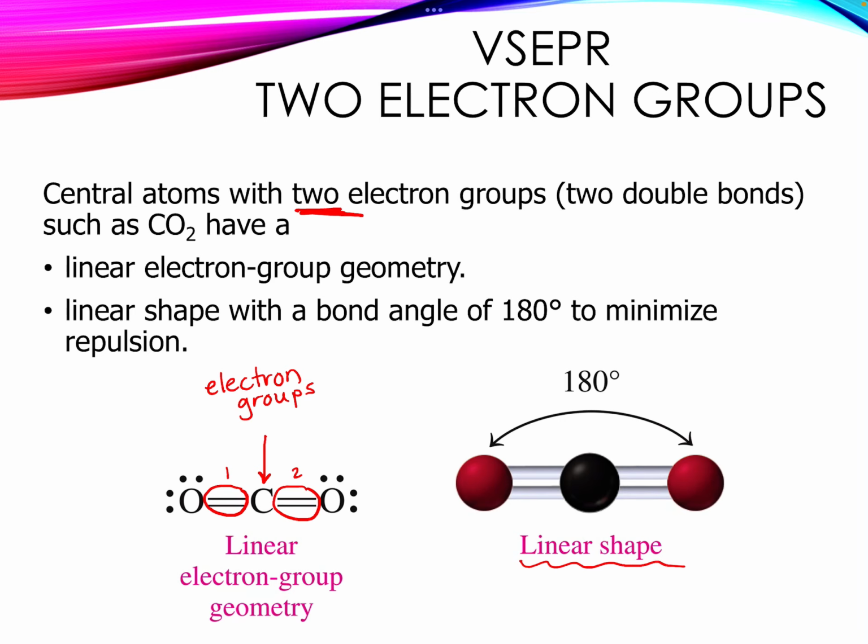The other thing I want you to know is that this has a bond angle of 180 degrees. Okay, so I want you to be able to recognize, okay, there's 2 areas of electrons around carbon, which is our central atom. That gives it a linear electron group geometry and a linear shape, and it has bond angles of 180 degrees. So you need to know electron group geometry, linear shape, and our bond angles.